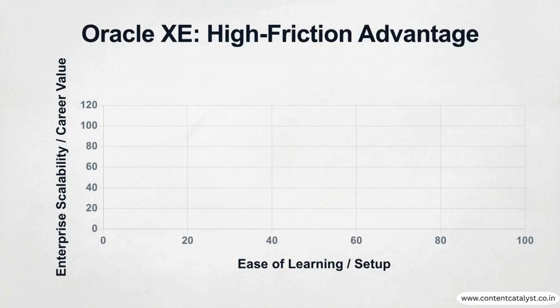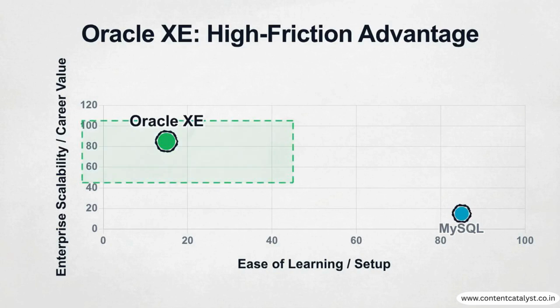This chart shows the current landscape of free database options. Notice where Oracle XE sits. High on enterprise scalability and career value, but very low on ease of learning and setup. Then look at MySQL, sitting in the exact opposite corner. XE occupies this high-friction, high-value space because it forces you to learn complex administrative tasks like user management, performance tuning, and data encryption, skills you usually only acquire on the job inside massive corporations.